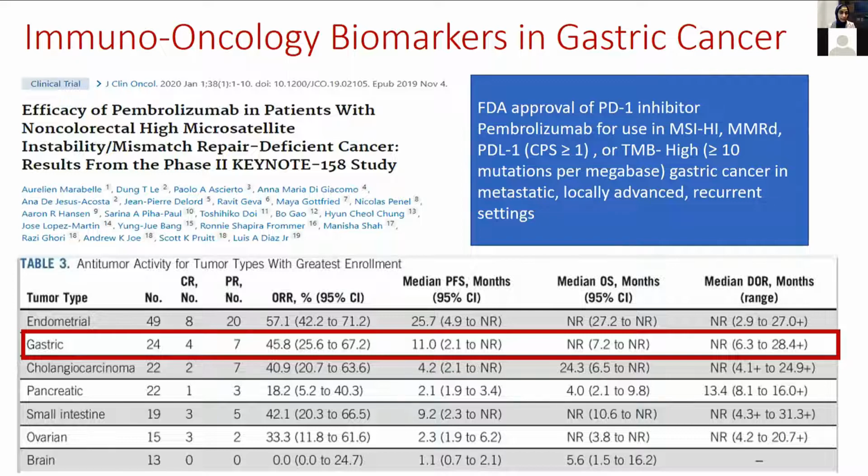As far as immuno-oncology biomarkers in gastric cancer, the FDA approved the PD-1 inhibitor pembrolizumab for universal use in most cancers that display MSI high, PD-L1 scores, and also TMB high status. And this study, KEYNOTE-158, also included a gastric cohort, showing overall survival benefit with Pembro. So now Pembro is FDA approved, and testing these immuno-oncology biomarkers in the metastatic, locally advanced or recurrent setting is indicated.